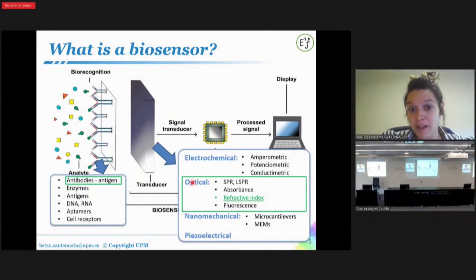We base our transduction on an optical signal, but there are also electrochemical signals based on electrical properties, or nanomechanical or piezoelectric ones, for instance. So you can have several transducers. For instance, the glucose detector is an electrochemical one. It is based on the electrochemical signal. Thanks.